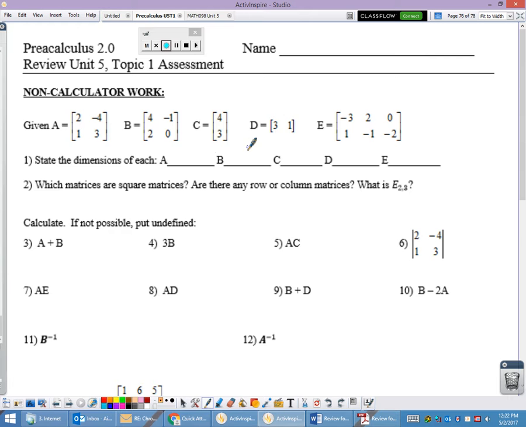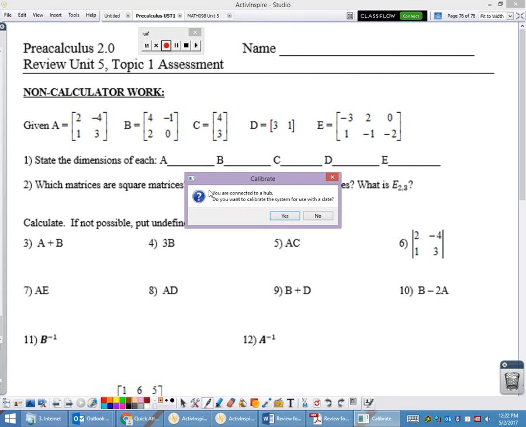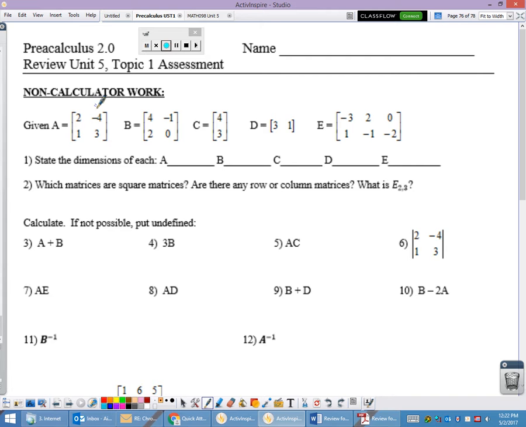this quiz tomorrow. So first of all, we're going to state the dimensions of each of these A, B, C, D, and E matrices. Matrix A has 2 rows and 2 columns, so therefore matrix A is a 2-row by 2-column matrix. Matrix B is also a 2-row by 2-column matrix. Matrix C is a 2-row by 1-column matrix. Matrix D is a 1-row by 2-column matrix. And finally, matrix E is a 2-row by 4-column matrix.